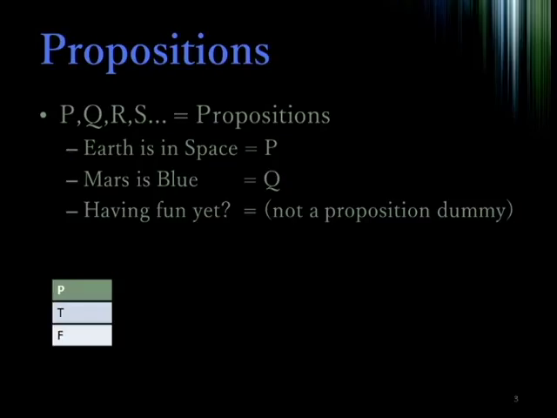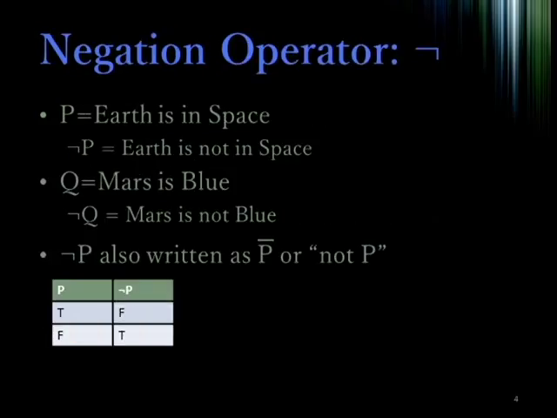Below, you'll see a truth table for P. There are two possibilities P could take, either true or false. Just like other mathematics, we can perform operations on these logical statements. The first such operator is the negation operator. Taking not P, we get Earth is not in space, and taking not Q, we get Mars is not blue.